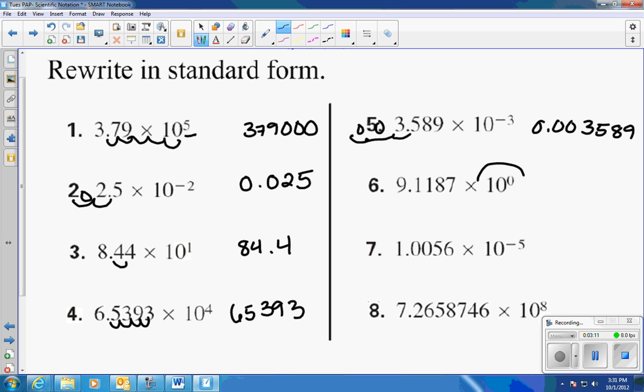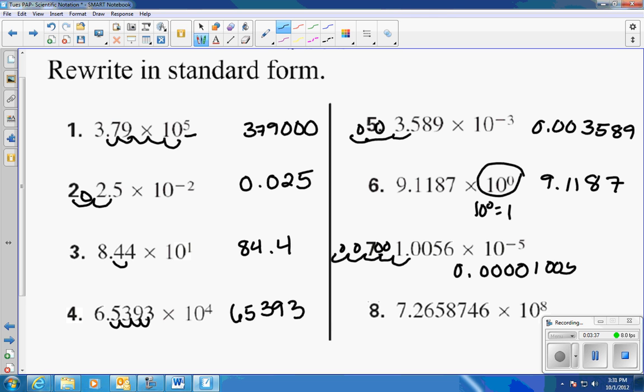Now, this is a special case. 10 to the 0 power equals 1. So what is any number times 1? Just itself. -5, I'm moving 1, 2, 3, 4, 5. So that's going to be 0.123410056. Woo. 8 spots. 1, 2, 3, 4, 5, 6, 7, 8. So I have to add a 0.